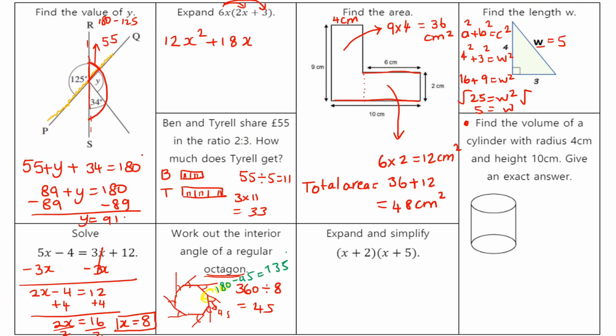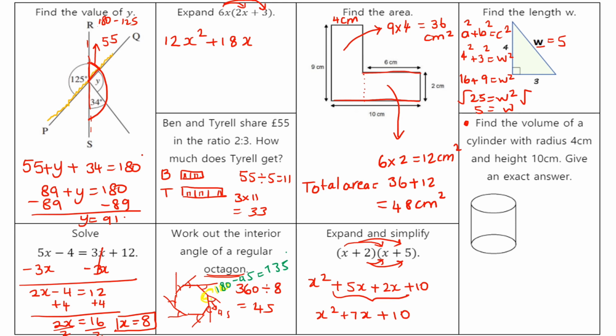Expand and simplify. You could use the grid method or you could use FOIL. I'm just going to be using this method here. So let's go up to you. x times x is x squared. x times 5 is 5x. 2 times x is 2x. 2 times 5 is 10. So x squared plus 7x plus 10. So we collect the like terms and that becomes 7x.